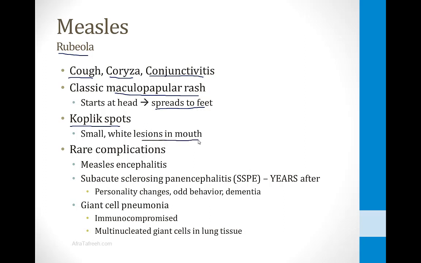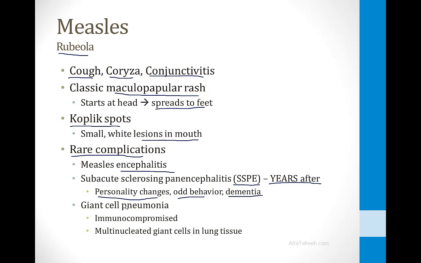Usually measles is self-limited, but occasionally it can progress to cause some rare complications. One of these is encephalitis. Another rare complication is something called subacute sclerosing panencephalitis, or SSPE. This is a complication that occurs years after someone has had the measles infection. It's the result of permanent alterations to the brain. So patients with SSPE develop personality changes, odd behavior, and dementia, sometimes at a very young age.